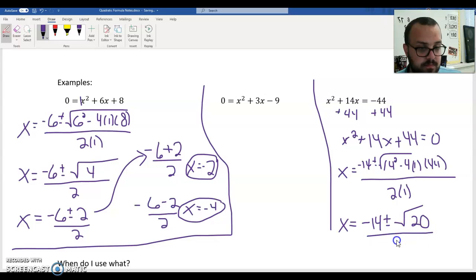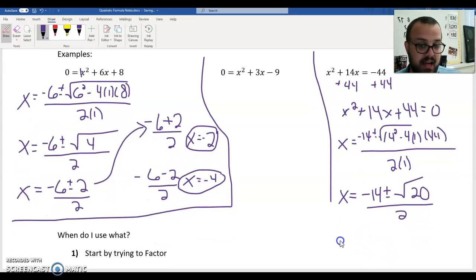over 2. And now I'll go ahead and simplify this square root of 20. So in this instance, I'm going to get that x is going to equal the opposite of 14 plus or minus. If you remember, 20 can be 4 times 5. 4 is a perfect square, so this is going to be 2 root 5, all divided by 2.